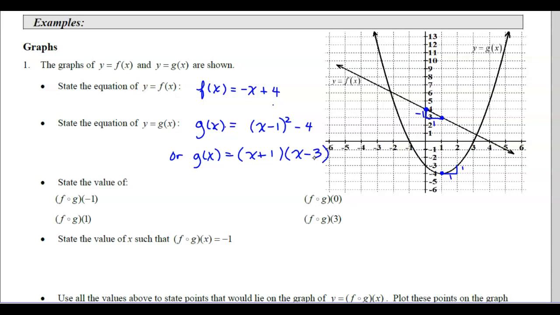Now, you don't need the equations in order to answer the next question because we have the graphs. So it says state the value of f of g of -1. So that's going to be f of whatever g of -1 is. So you want to look at your g. When x is -1, okay, what's y? It's 0. So this is the same as f of 0. You're starting from the inside and working out. So now you go to your f here, and when x is 0, what's the y? It's 4. Okay, so you can't get the answer until you work from the inside out.